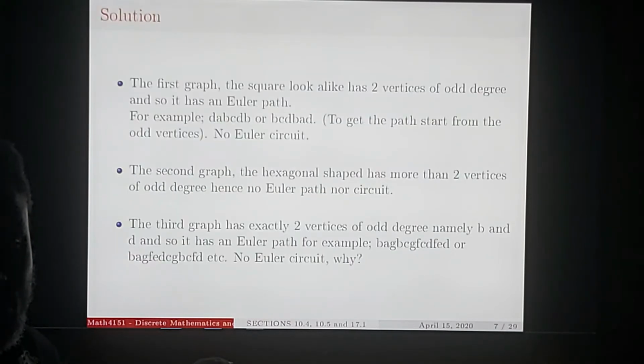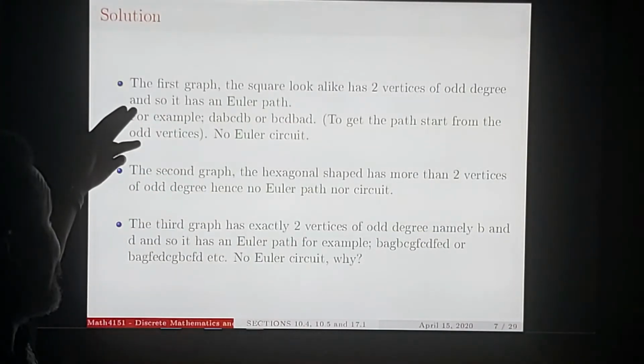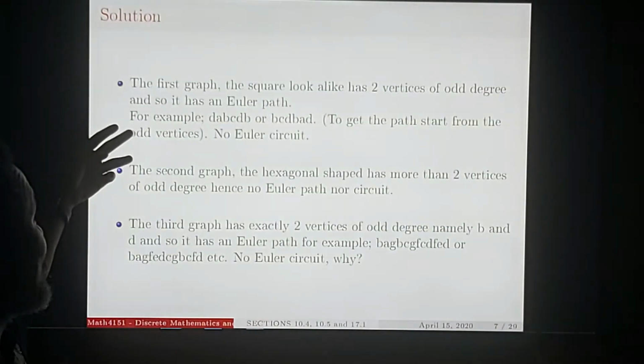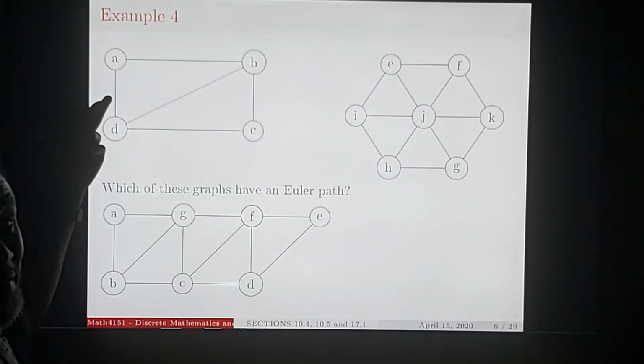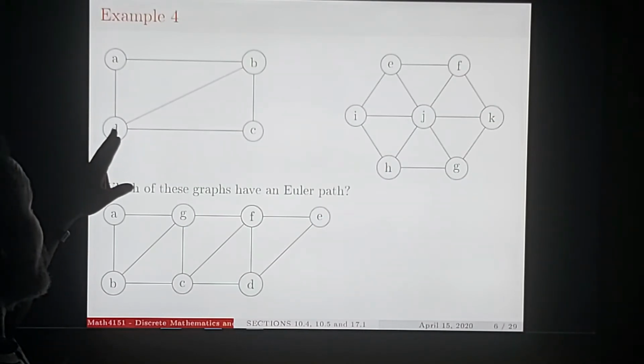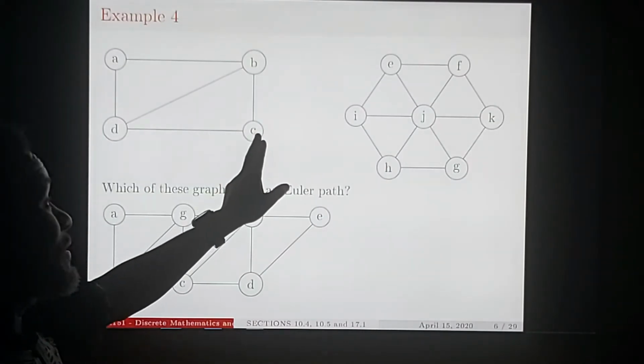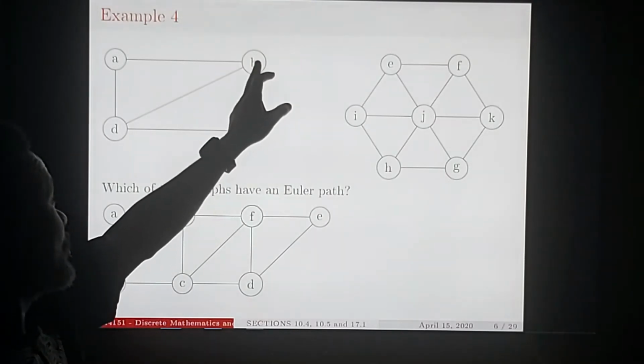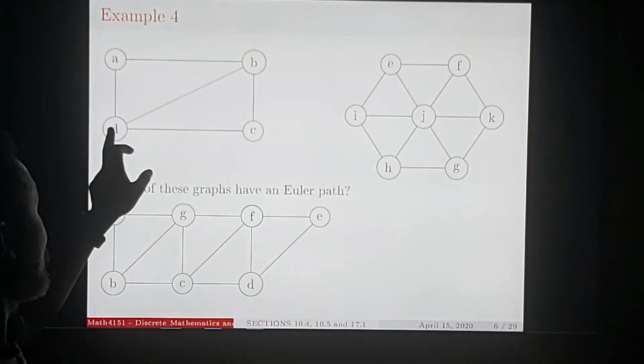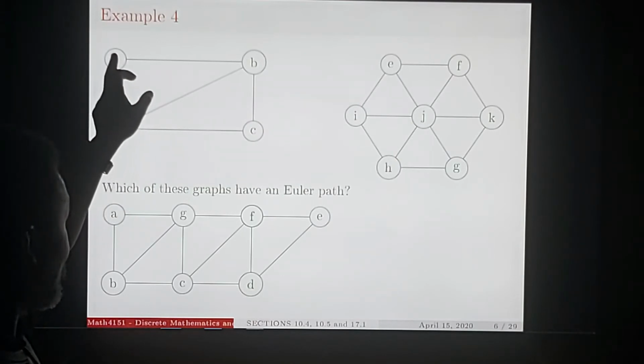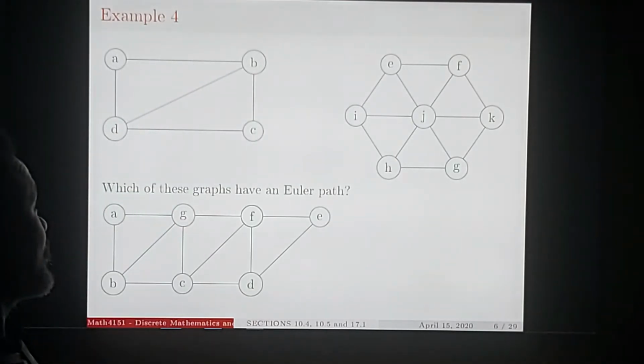So the first graph, the square lookalike, has two vertices of odd degree, so it has an Euler path. Now you can find it. We just need to cover the edges. If you start from D, you cover that edge, you cover this edge, this edge, this edge, and that edge. That's a path, an Euler path. It covers all the edges.